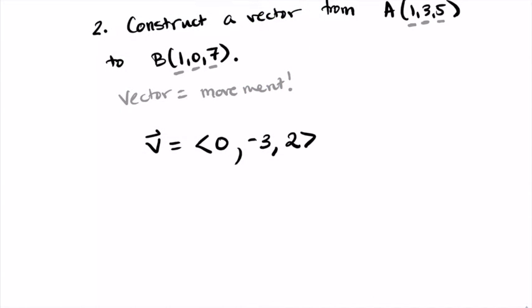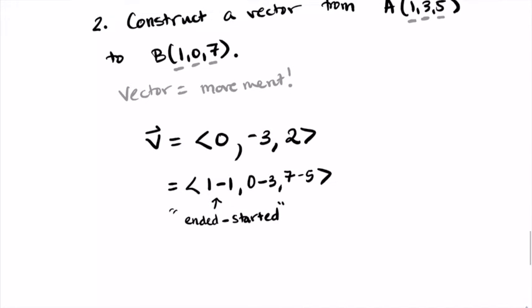Now, what I was really doing was where I started, so 1 minus where I ended, 1, or 0 minus 3, or 7 minus 5. Sorry, I think I said that backwards. Basically, I want the difference to be where I ended minus where I started. Okay, let's do another example.